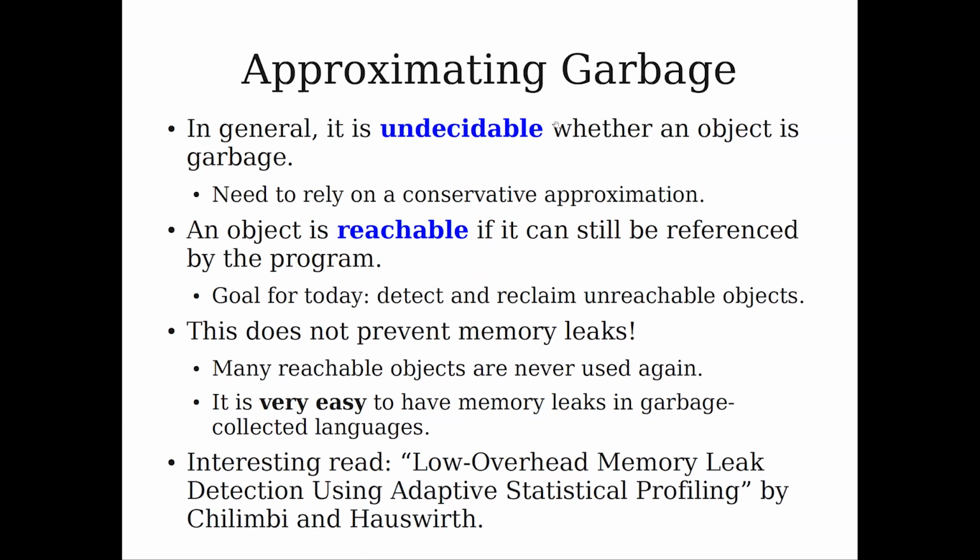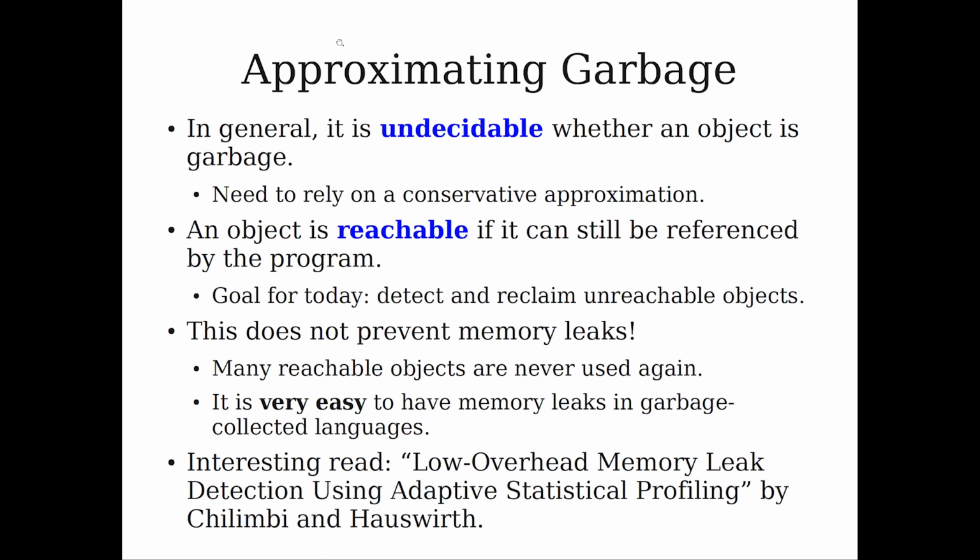As I said, we cannot figure out what garbage is. The earlier definition is the ideal definition. So what is an approximate definition? If an object can be reachable in the program, then it is considered useful. If it is unreachable in the program, then it is considered garbage.